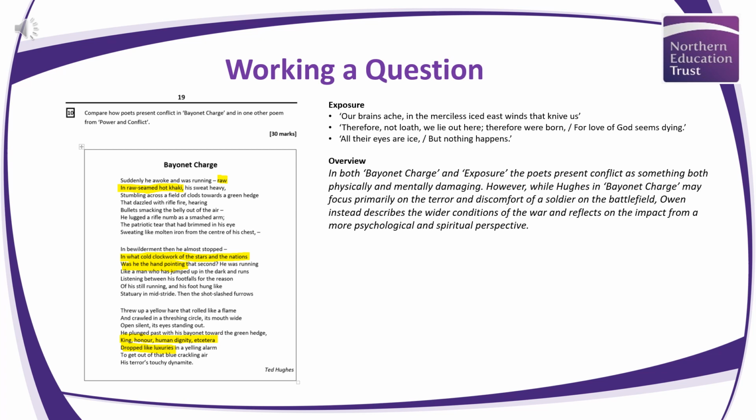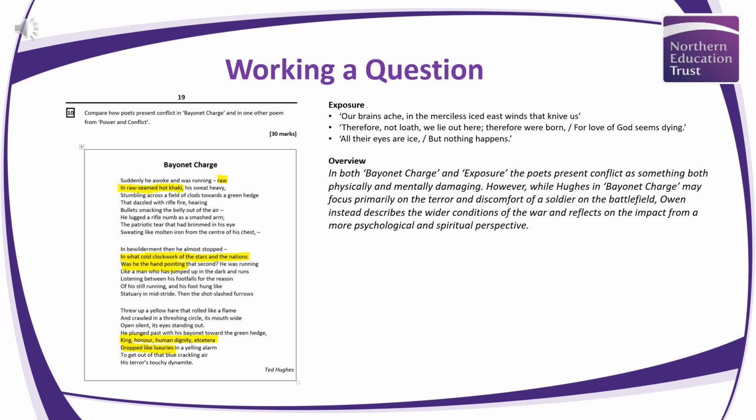Now for Bayonet Charge, I've got the poem in front of me, but I already know the three quotations that I want to use from the start, the middle and the end, because I've revised. And those three would be, for me, raw in raw seamed hot khaki, in what cold clockwork of the stars and the nations was he the hand pointing that second, and king, honour, human dignity, etc. dropped like luxuries.